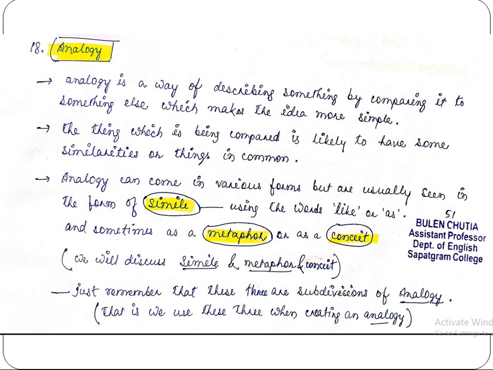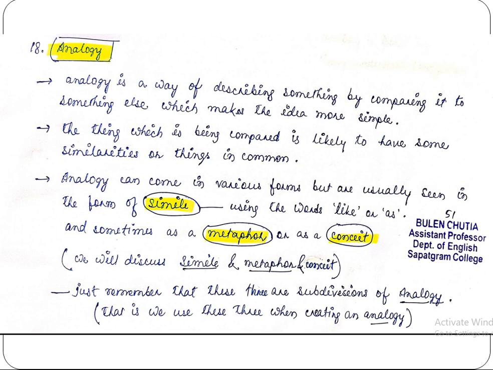Now, coming to the next term, analogy. Analogy is a way of describing something by comparing it to something else, which makes the idea more simple. That is, to make a complex idea simple, we use some analogies, that is, some comparisons. This is known as analogy. The things being compared are likely to have some similarities or things in common, though they are different.